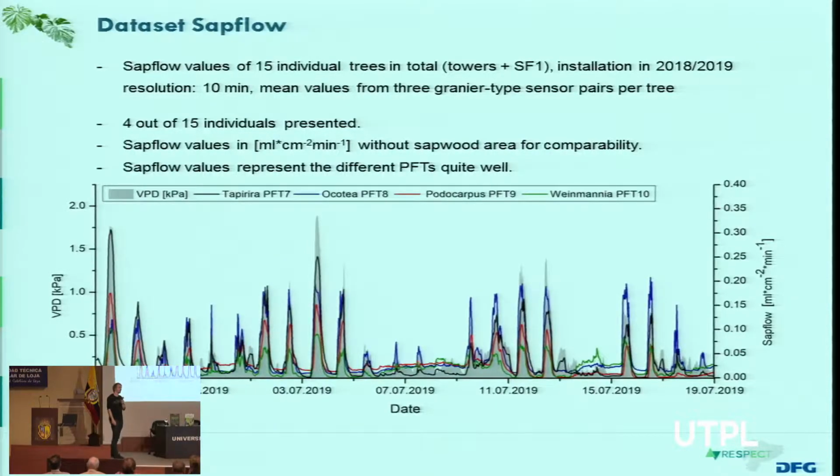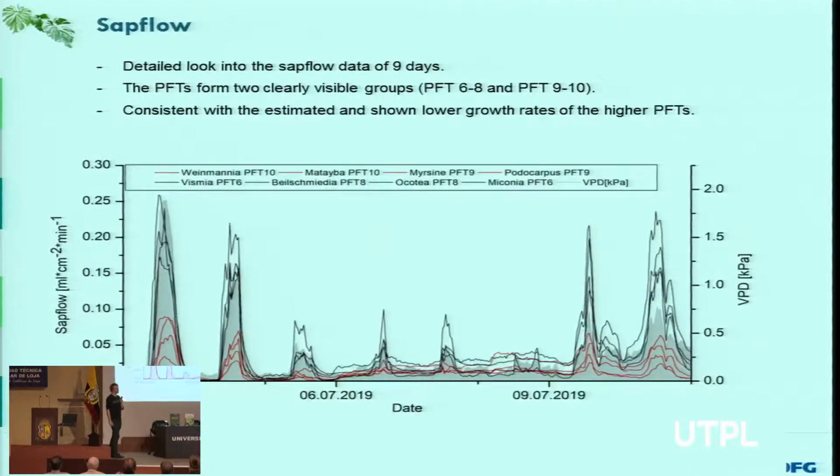Usually you connect them with the sap flow area to get the flow of water, like the complete water in the stem, but we want to compare them, so we don't do that here. And as you can see, like Jörg already had this graph before, the sap flow represents the PFTs quite well, with usually Tapirira, which is 7, then Ocotea, then Podocarpus, and then Weinmannia. If we go into detail here, we can see a clear differentiation into 2 groups, more or less, like the black ones, which are the lower PFTs, and the red ones, which are the higher PFTs. So this is also consistent with the shown lower growth rates of the higher PFTs.